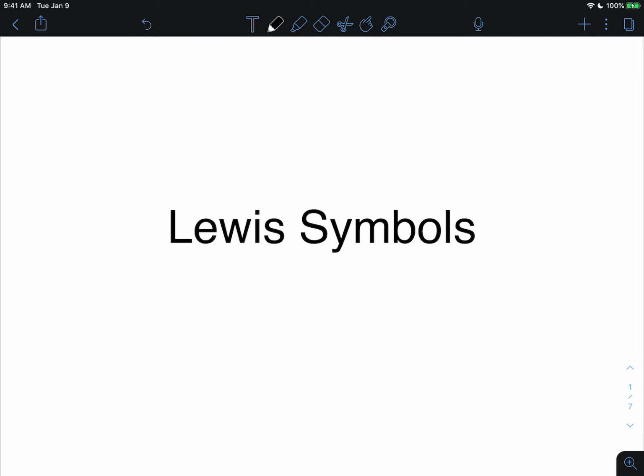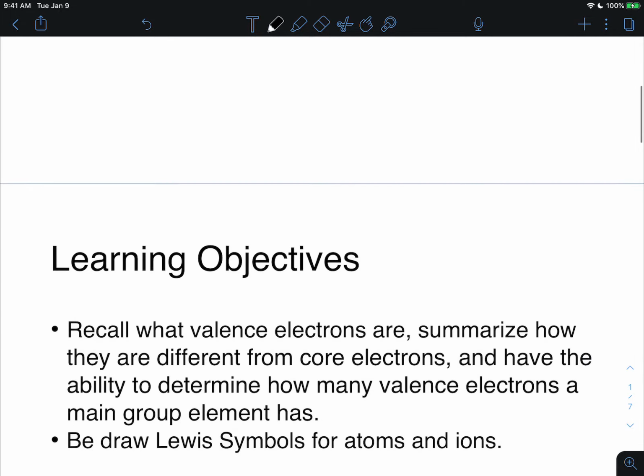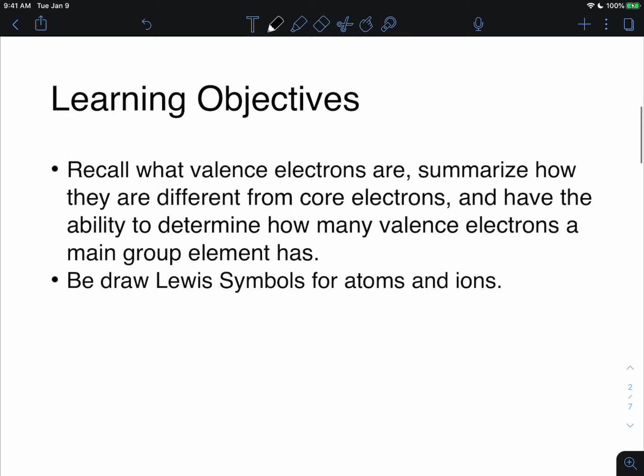Hey guys, in today's video we're going to be looking at Lewis symbols. We are going to, at the end of this, be able to recall what valence electrons are. We'll be able to summarize the differences between core and valence electrons and use them in order to determine our Lewis symbols for atoms and ions. And we should be able to, for any main group element, determine how many valence electrons we have or ion.